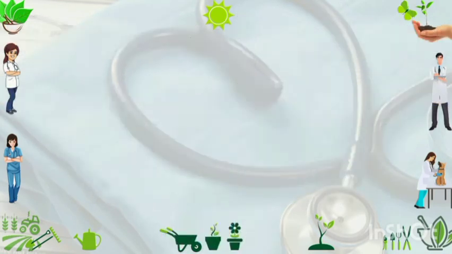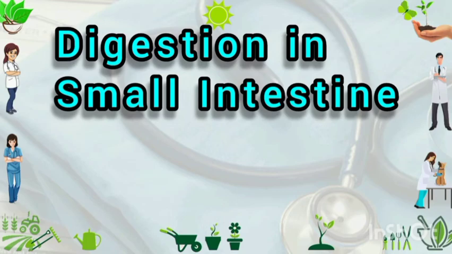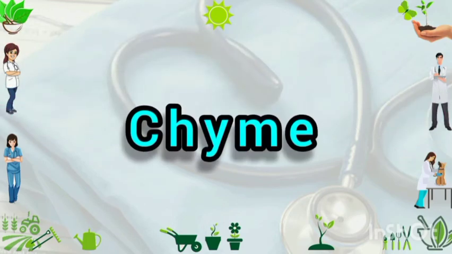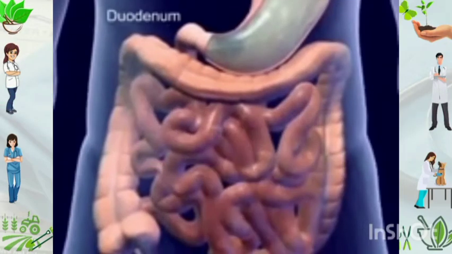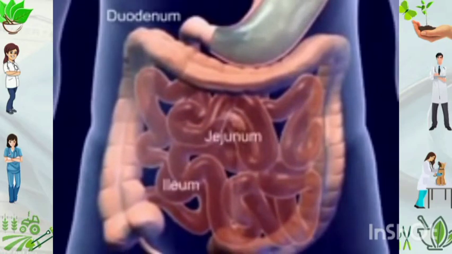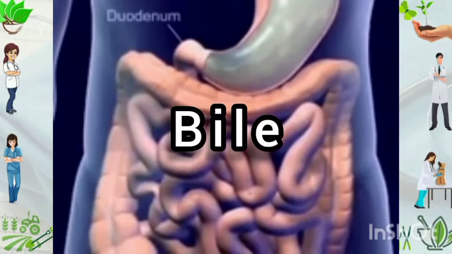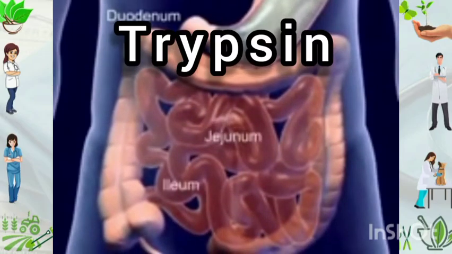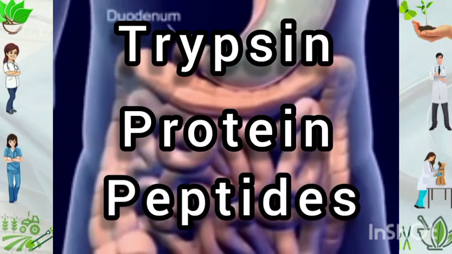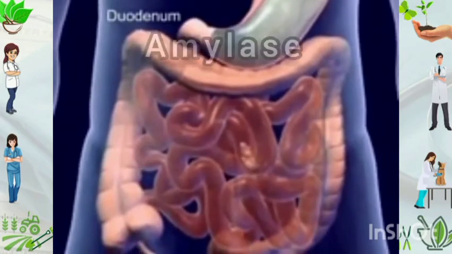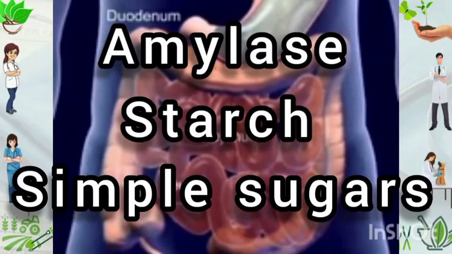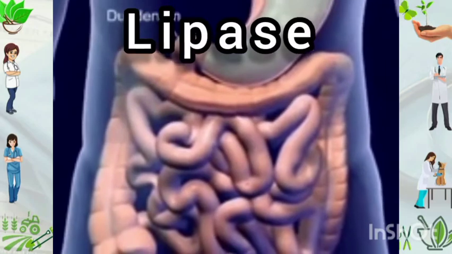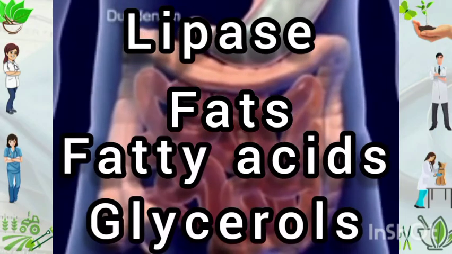Digestion in small intestine. We know that the term chyme denotes the food digested in the stomach. It then moves to duodenum. Food is mixed with bile, which is produced in liver to break down fats into smaller globules. Trypsin acts upon proteins and breaks them into peptides. Amylase converts starch into simple sugar, whereas lipase converts fats into fatty acids and glycerol.